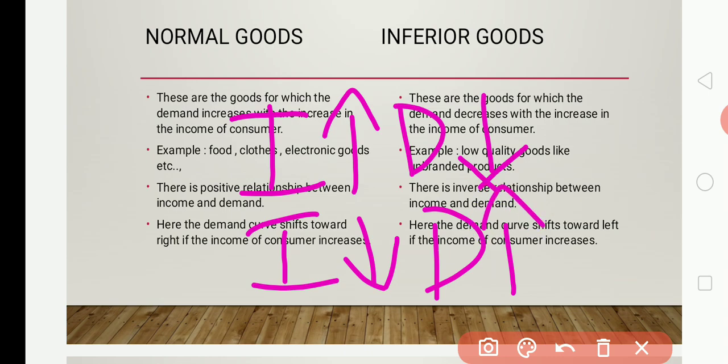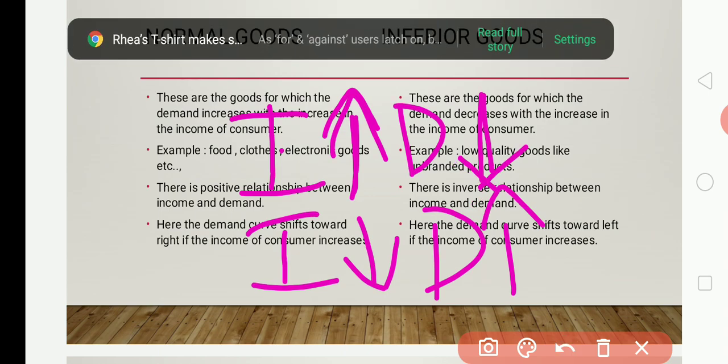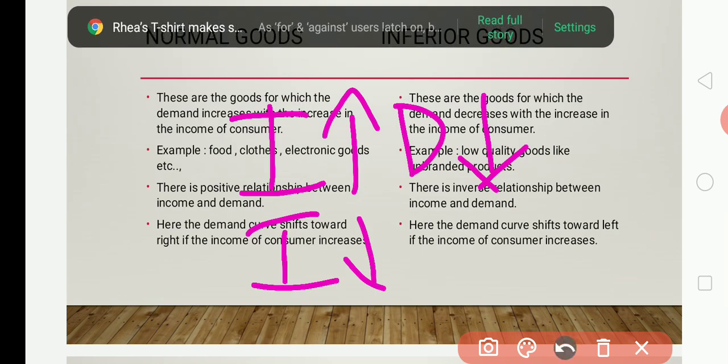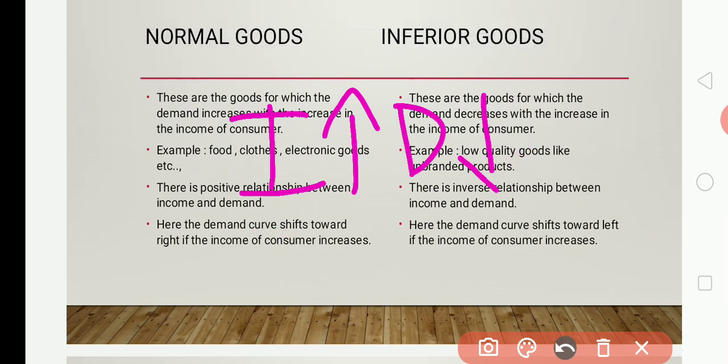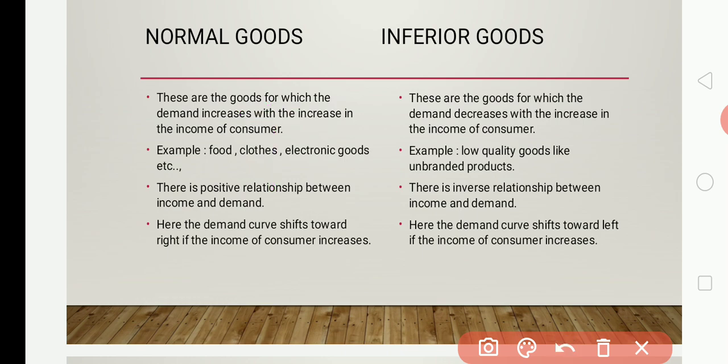That means here you can see the arrow marks have gone opposite. If the income is more, demand is less. That means the income and demand have an opposite relationship, that is an inverse relationship. The last point says that here the demand curve shifts towards the left if the income of a consumer increases.